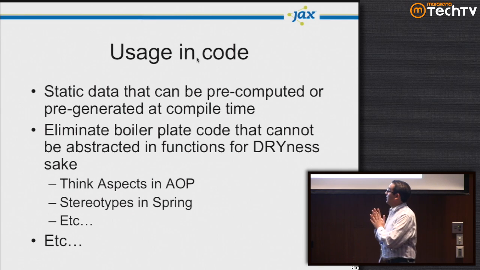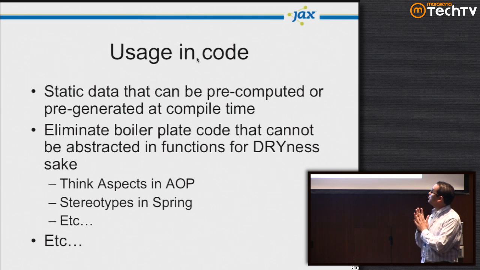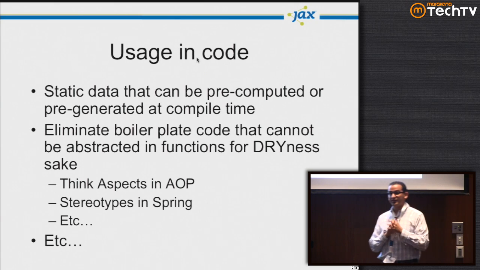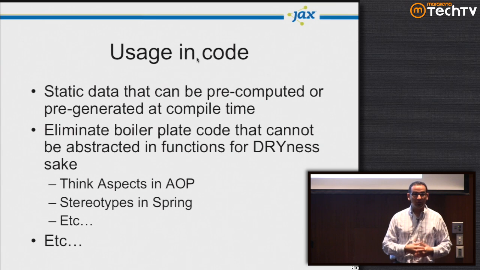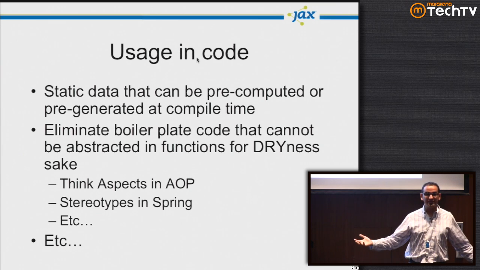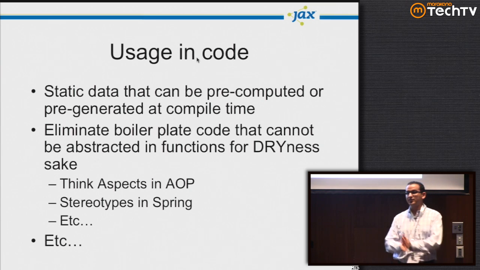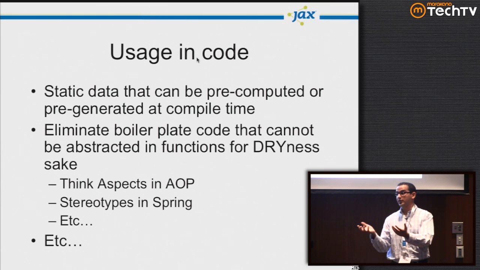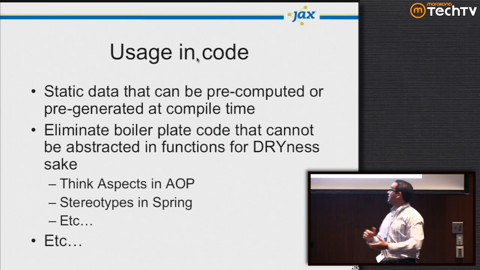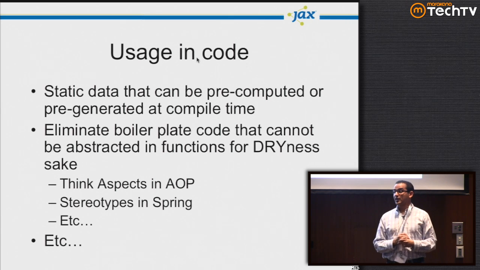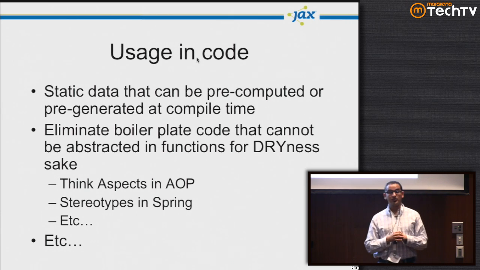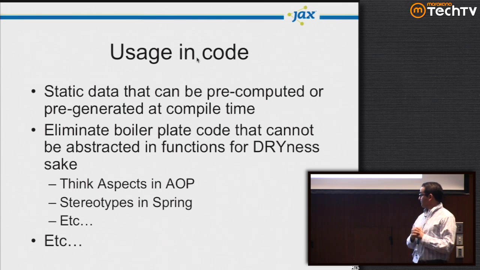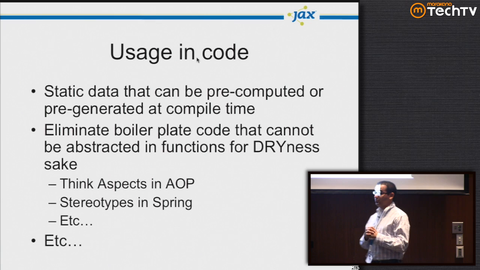Or it could be, and this is probably the most useful feature, to eliminate boilerplate code that cannot be abstracted into functions for DRY's sake. Sometimes we have a lot of code that is scattered all over the place that we couldn't simply modularize and put in a function or a static utility and be able to call it. You just can't do that. It's all over the place. As an example, aspects in AOP that deal with cross-cutting concerns and stuff. And we're going to go over that in a little bit. The concept of stereotypes in Spring.